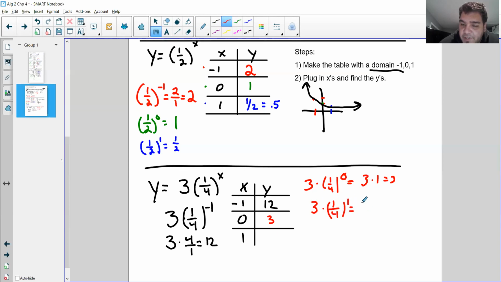If you left it as a fraction, you could do 3 over 1 times 1 over 4, then multiply straight through to get 3 over 4. Or you could change 1 over 4 to a decimal, then multiply it, which some of you did, 3 times 0.25, which would be 0.75. Either answer for me is okay.